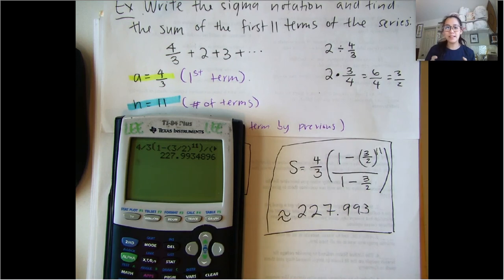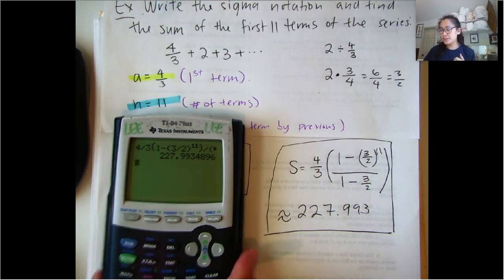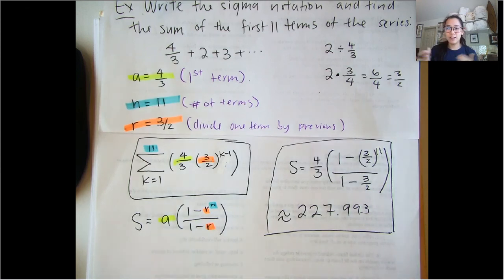That's how you find the sigma notation and/or the sum of a finite geometric series when you're not given an explicit rule.